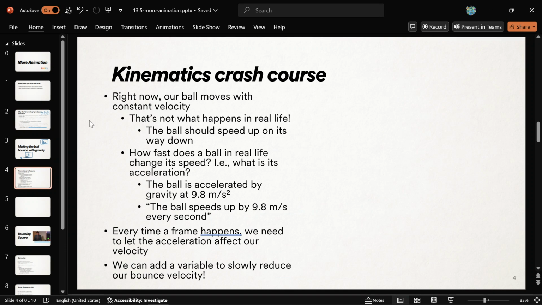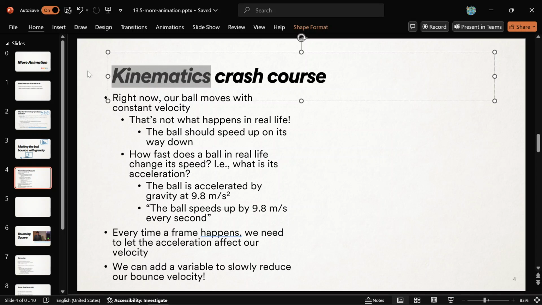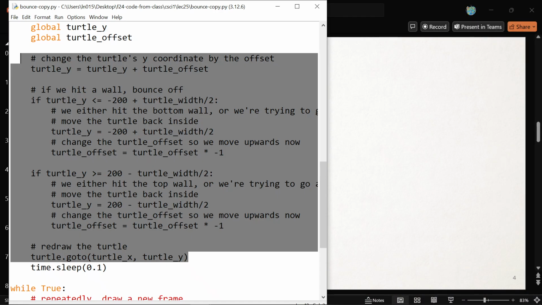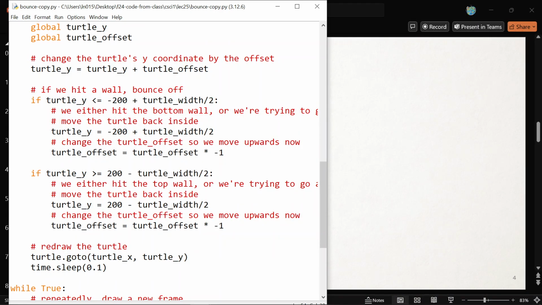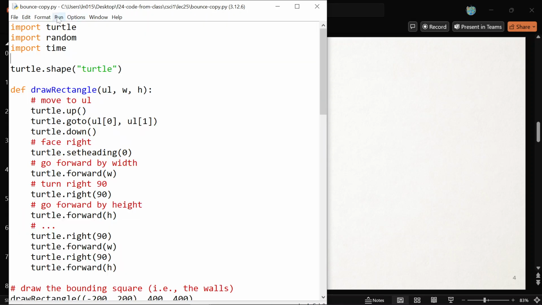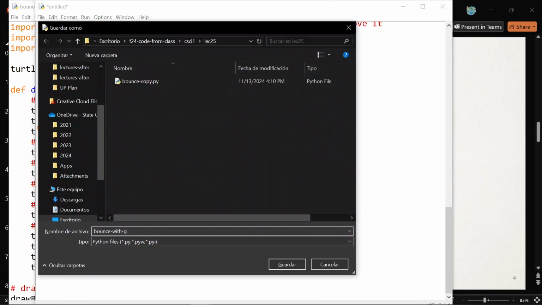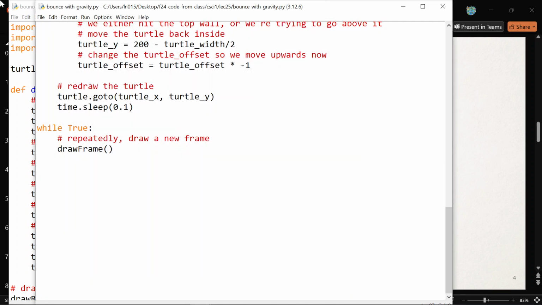So I have to teach you physics for a second, I'm sorry. Hopefully you've seen a little bit of physics before in your life, but we need to learn about kinematics equations, okay? How do things move? So right now, what our ball does is it moves with a constant velocity. I think I need to make a new file with all this. And I'll undo what I did with the choppiness. I'll make a new file, and I'll save it, and I'll call it Bounce with Gravity. That'll be super cool.